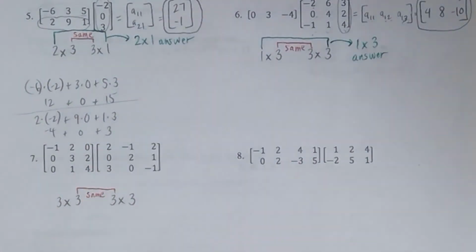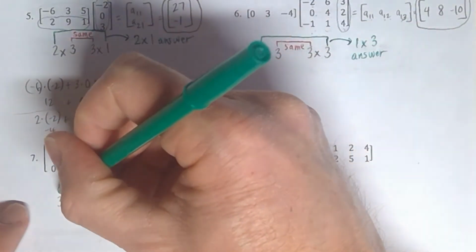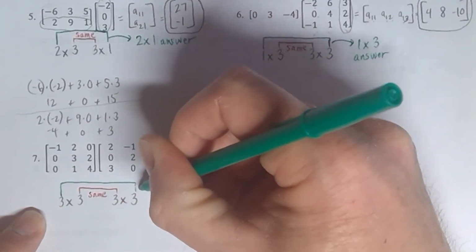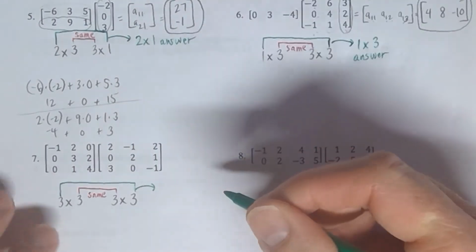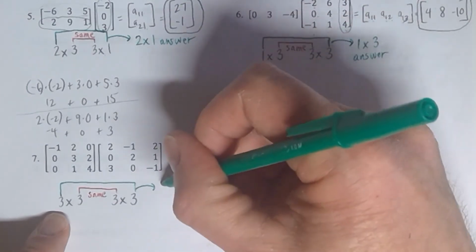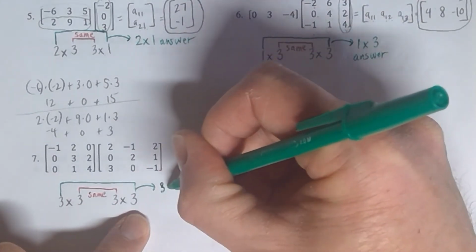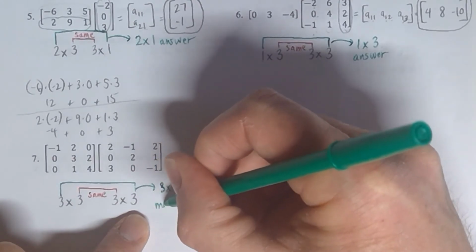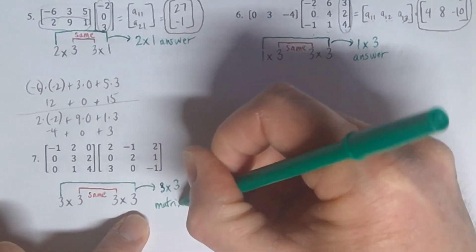Because they're the same, we then look at the outside numbers, and that tells us the size. Since the first number is 3, and the number on the far left is 3, and the number on the far right is also 3, we're going to end up with a 3 by 3 matrix as our answer.